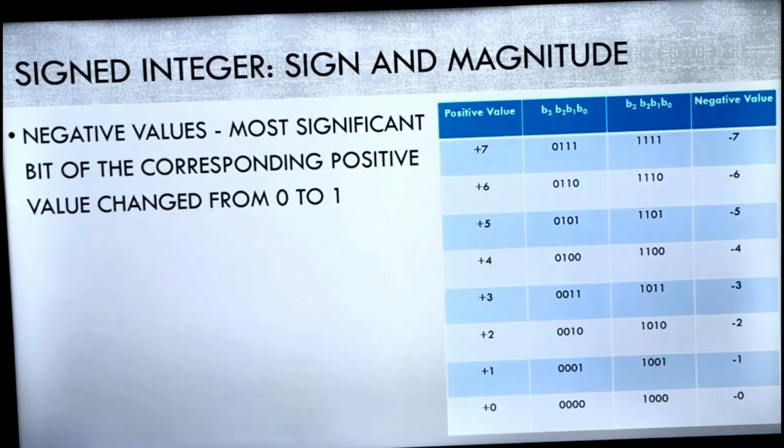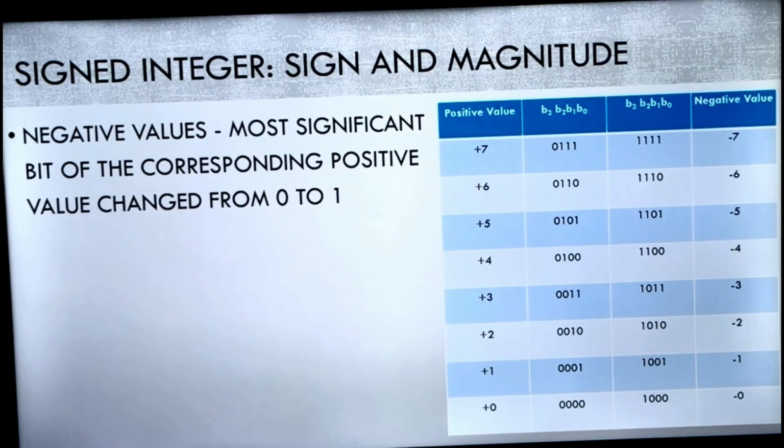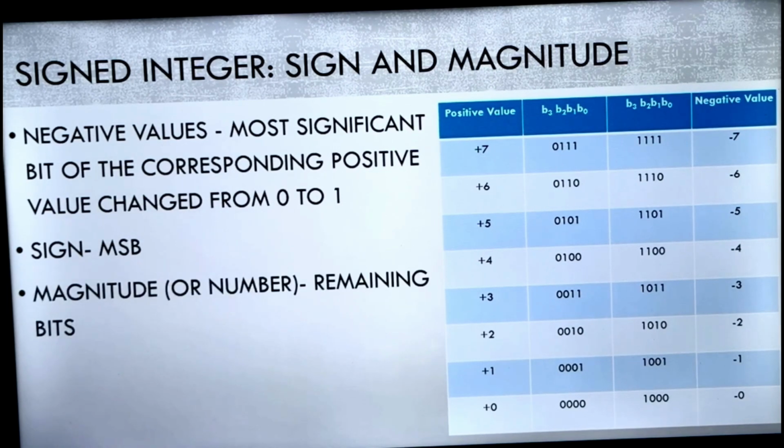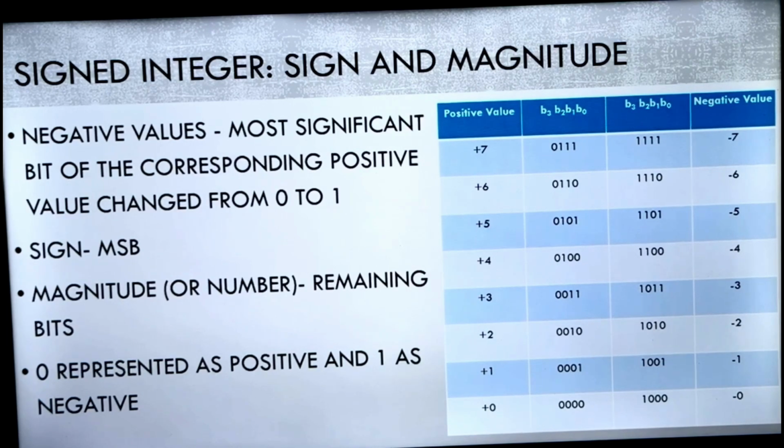So I hope it's clear for you how sign and magnitude works, or how we can convert any number to sign and magnitude. Fine, right? So one thing we have to understand, that in sign and magnitude, the MSB represents the sign, and all other bits represent the magnitude. And as I told you, 0 represents positive and 1 represents negative. I hope that's clear. Now we'll discuss ones complement.